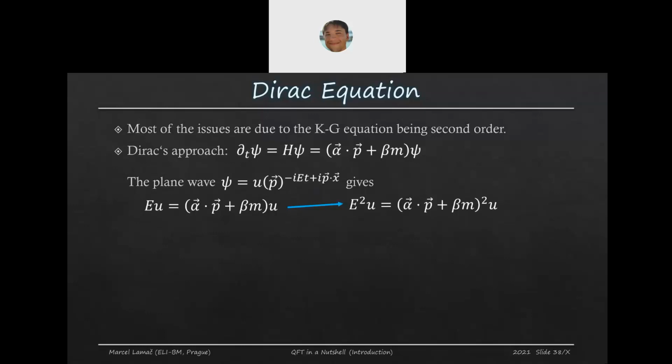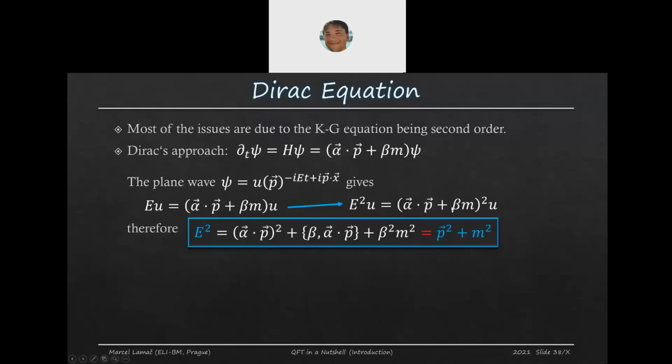But we know what E squared must be. It must be equal to p squared plus m squared. So if we do the square of this right hand side quantity, we get some mess over here. But we know that it must be equal to p squared plus m squared, right? So there are some conditions that follow from this equation. Well, we demand that the mass-energy relation holds. So these n times n matrices must follow the following conditions.